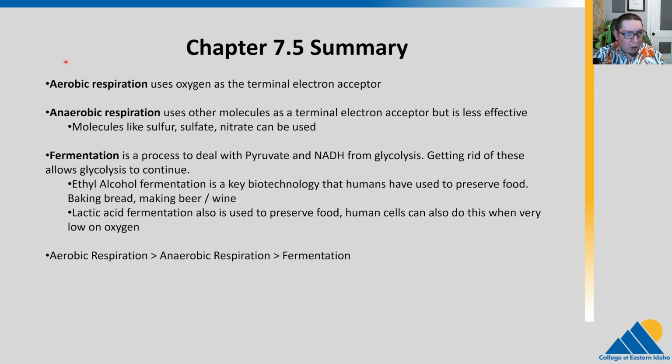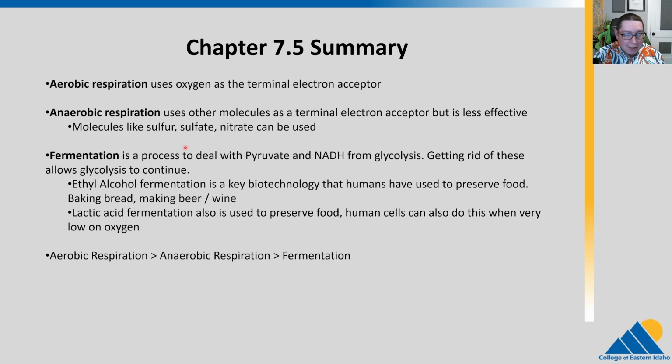Okay, aerobic respiration, that uses oxygen as the terminal electron acceptor. Anaerobic respiration, that's using other molecules as terminal electron acceptors. It's less effective at that. That's things like sulfur, sulfate, nitrate, other things like that. It's just not quite as strong of a pull there. But it's still way better than fermentation. Fermentation doesn't produce any ATP.